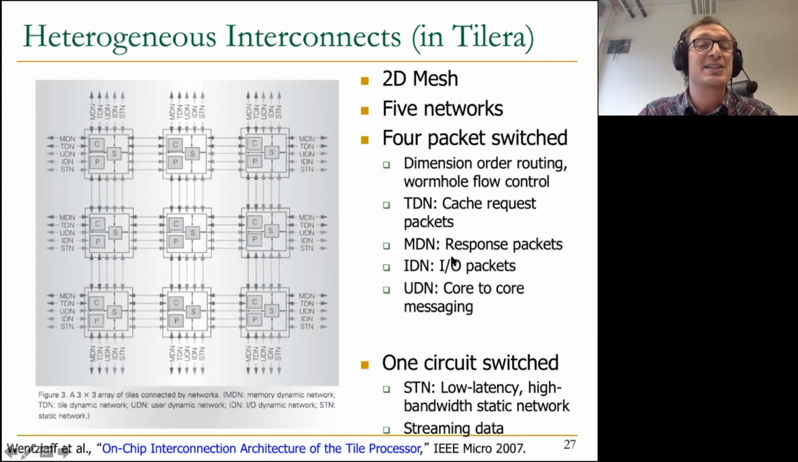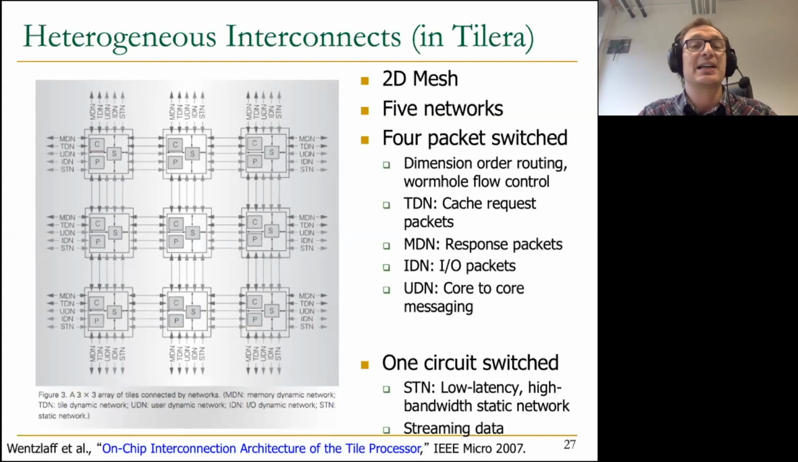One network handled IO packets. One network was specialized for core-to-core messaging, for synchronization, for example, as we will discuss in the next lecture. And one network was circuit switched, because packet switching, meaning in each router deciding what to do separately, they thought was too much overhead, especially if one core is communicating large amounts of streaming data to another core or another cache. And this was a low latency, high bandwidth static network that was statically configured using circuit switching, meaning the path was set up and only that communication took place between two cores. Of course, if 2 other cores are communicating with each other and they don't have overlap, they could also communicate on this network.